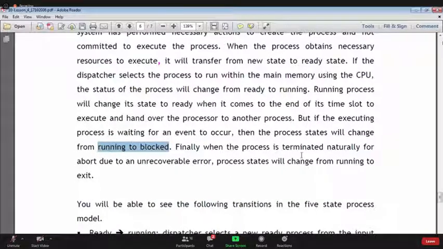Finally, when the process is terminated naturally, that means voluntary termination, or aborted due to an unrecoverable error, or by another process, it will stop involuntarily. The process state will change from running to exit.